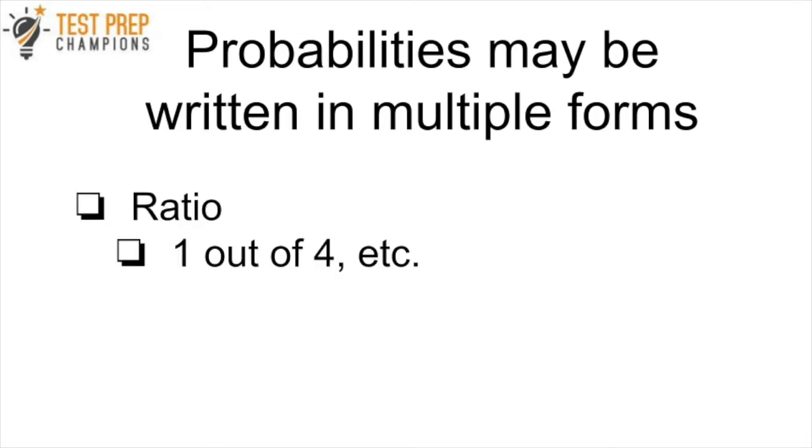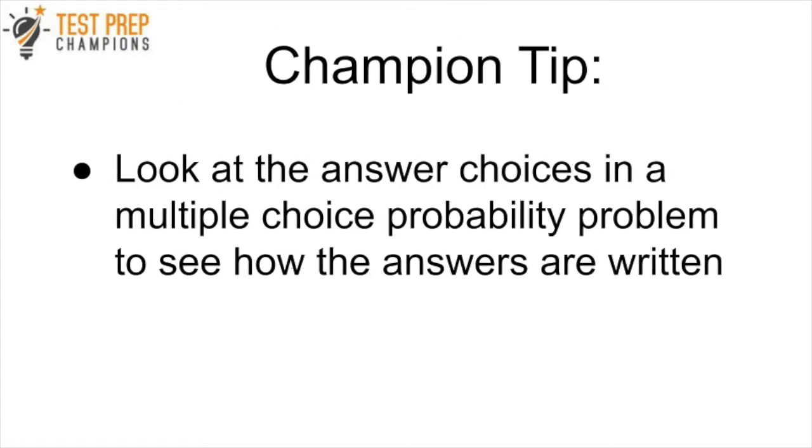And then ratios, that's just like saying 1 out of 4 or something like that. I just want you to be mindful of this because I want you to get in the habit of taking a quick glance at the answer choices whenever you have a multiple choice probability problem to see how the answers are written. For example, if all the answers are written in fraction form, you don't need to calculate your answer as a percent or as a decimal. That's just going to waste your time.